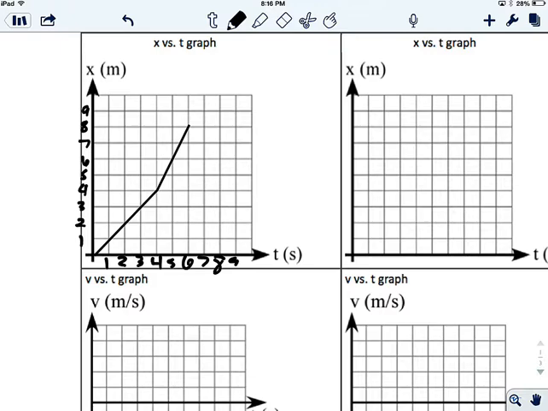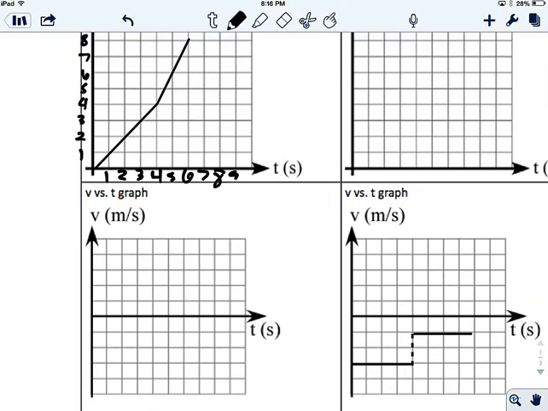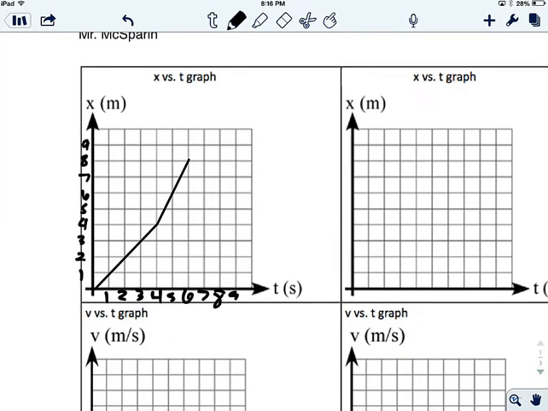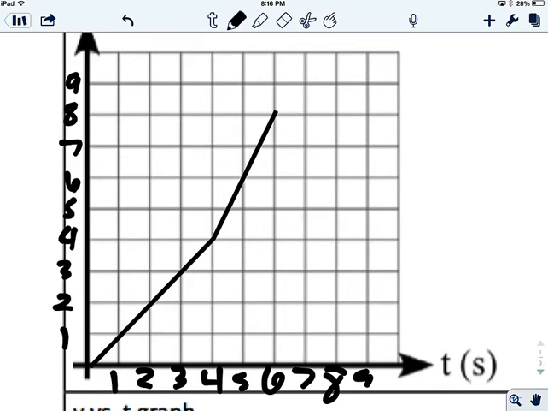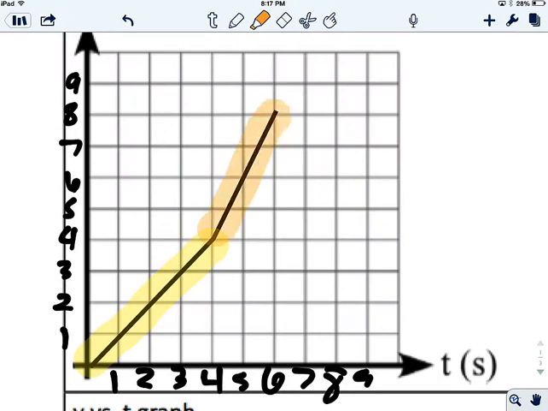Now, in order to be able to put a velocity down here in my velocity versus time graph, I have to figure out what velocity is first. And on this specific graph, there's going to be two different velocities. There's a velocity for this section, and then there's a different velocity for this section. So we need to figure both of those out. Let's start on this lower section.